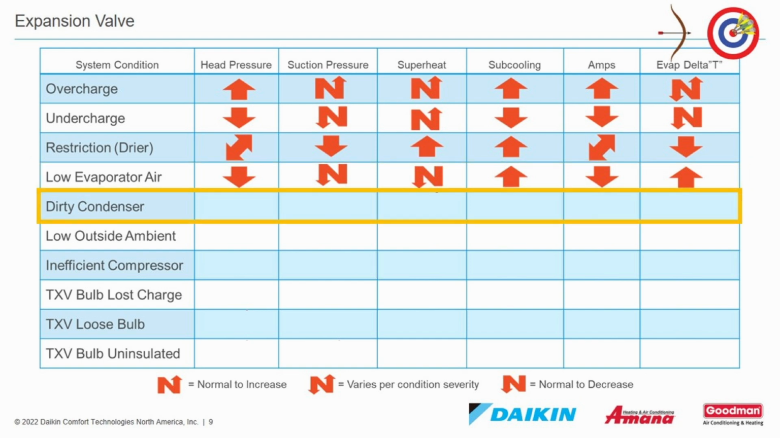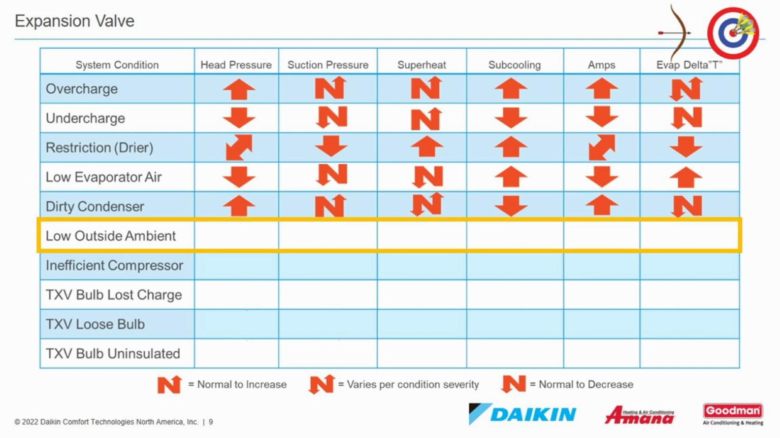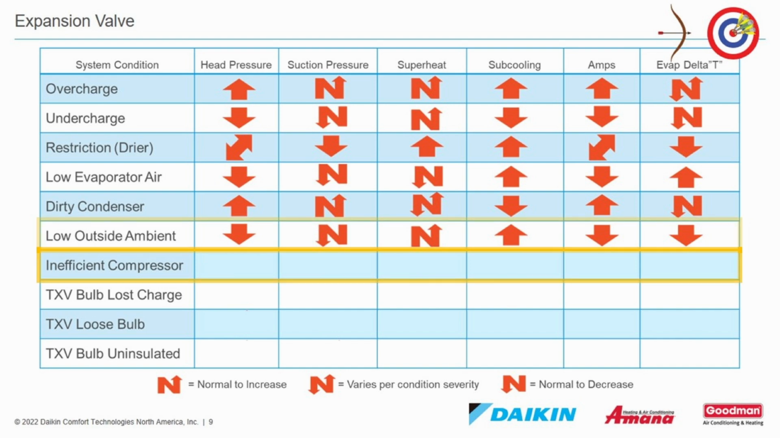A dirty condenser may cause high head pressure, normal to high suction pressure, normal to high or low superheat, low subcooling, high amp draw, and a normal to low evaporator delta T. Low outside ambient temperature can cause low head pressure, normal to low suction pressure, normal to high superheat, high subcooling, low amp draw, and a low evaporator delta T. Symptoms of an inefficient compressor could be low head pressure, high suction pressure, high superheat, low subcooling, low amp draw, and low evaporator delta T.